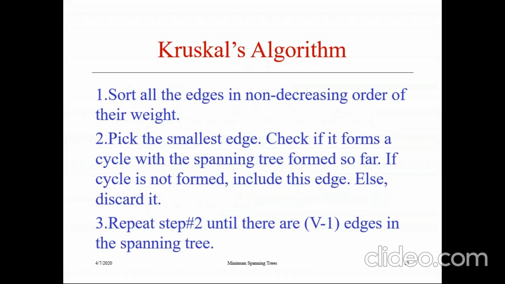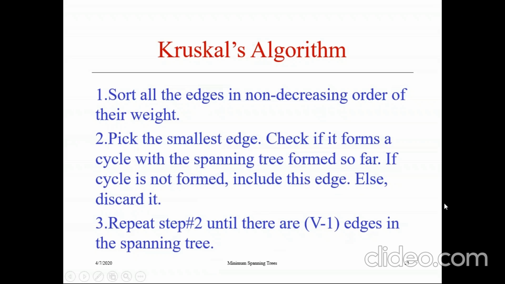So we have 3 steps to build Kruskal's algorithm. First step is to sort all the edges in non-decreasing order of their weight. Second step is to pick the smallest edge and check if it forms a cycle with the spanning tree formed so far. If a cycle is not formed, include this edge, else discard it. Third step, repeat step 2 until there are V minus 1 edges in the spanning tree. Hope you understood the 3 steps in this algorithm.